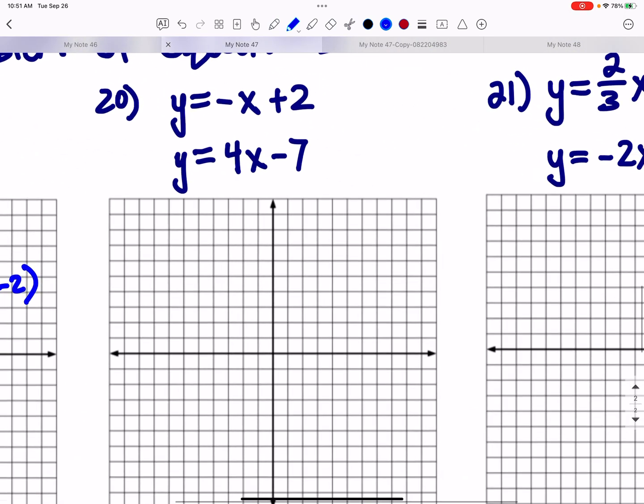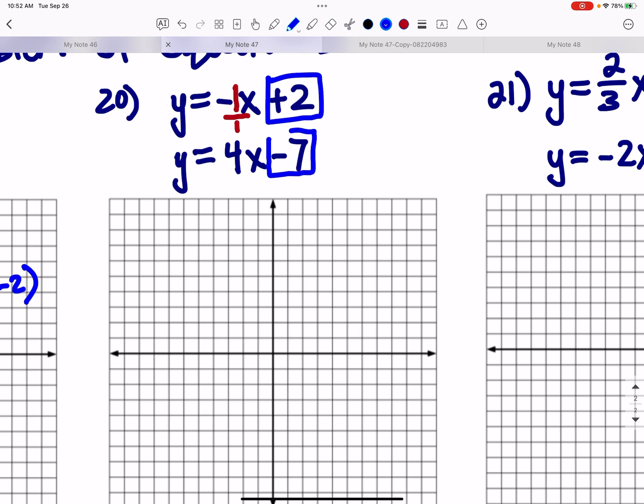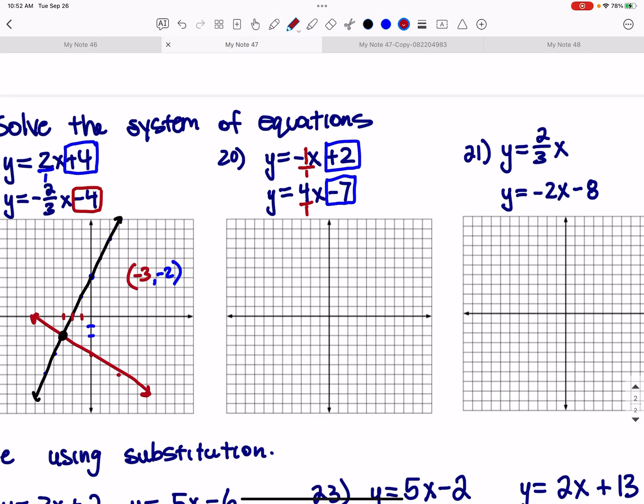On the next one, we start our blue. You start there. You move, this is a negative 1, so down 1 over 1, down 1 over 1. On this one, you start right here on the blue line, negative 7, and you go up 4 over 1, up 4 over 1. If you graph those, where do they hit? And name the red point and then the blue point first.